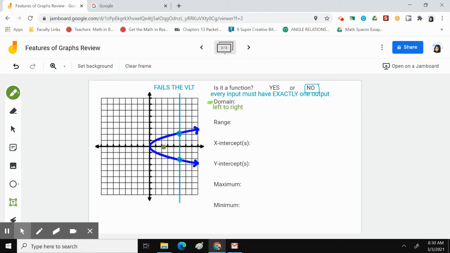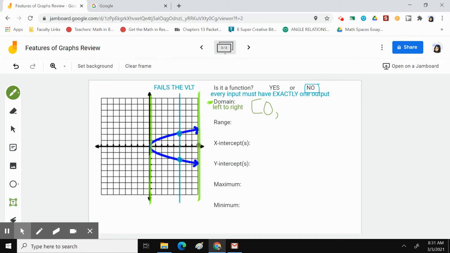So I'm going to go the most to the left. This is the most left point of my graph. And then I'm going to go the most to the right. And this is looking like my most to the right point. But remember, we have arrows. So my most left point occurs right here at an x value of 0. I don't see any open circles, so I'm using a bracket.